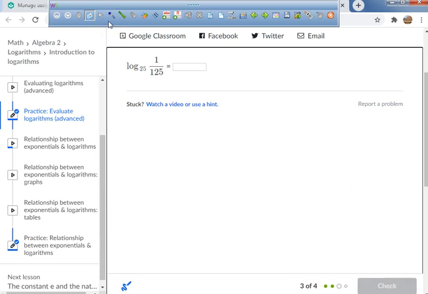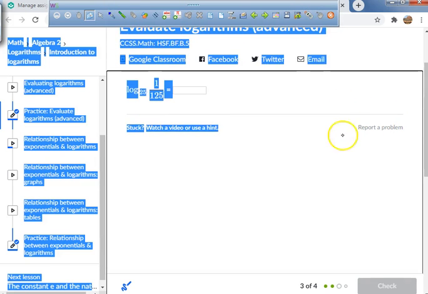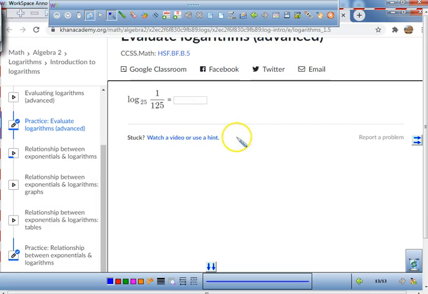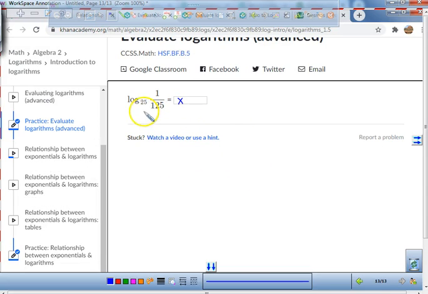Okay? Two more, and I'll let you guys keep working on this. I want you to do this without using any calculating device. So how am I going to set this up? I'm going to set it up as 25 raised to the power of x equals 1 over 125.